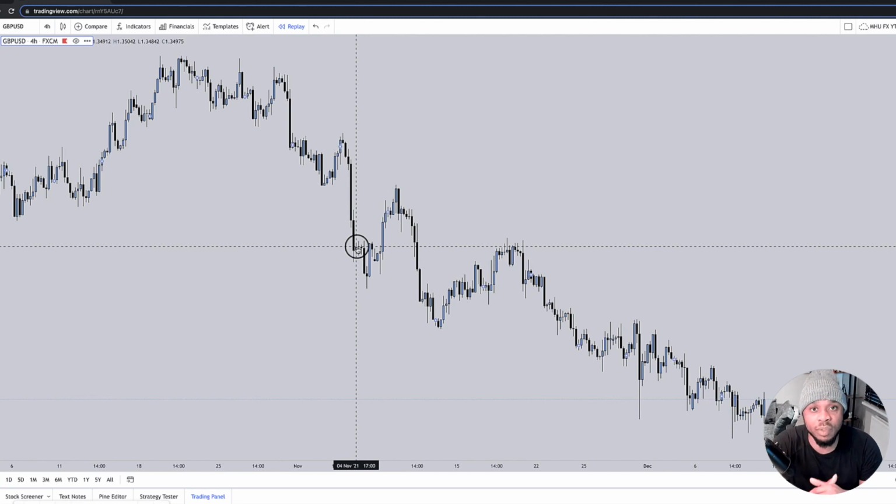I was struggling with my Forex trading until I realized there's one thing. There's a difference between how retail concept traders see the charts compared to how smart money and institutional concept traders see the charts. Let's get into that right now.